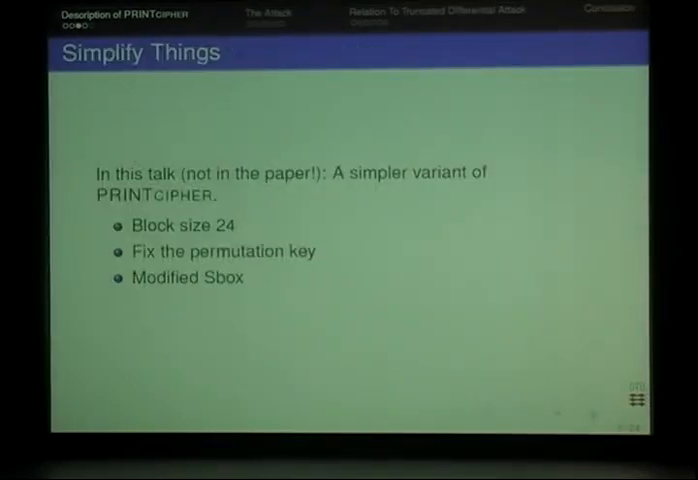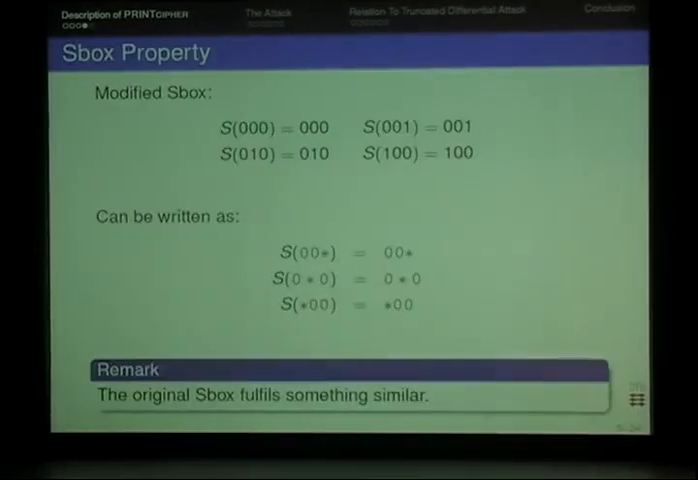So in the talk, but not in the paper, I'm going to focus on a simplified version of the cipher, to make things more clear. So it's not a block size of 48 bits, but 24. I am going to fix the permutation key to make things easier, and I'm going to modify the S-box. So it's a completely different algorithm I'm going to show you, but the point is that the attack takes over to the original. The ideas of the attack take over to the original cipher.